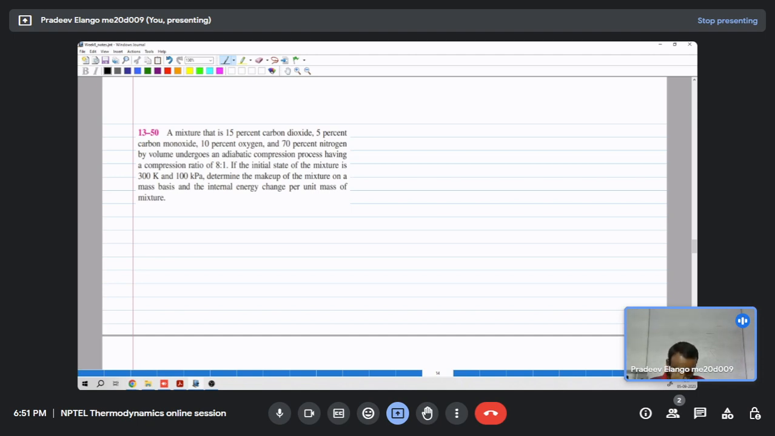So when you compress it adiabatically, we will not know the value of gamma. During adiabatic compression, we know PV to the power gamma is equal to a constant, but here it is the gamma of the mixture, that is Cp of the mixture divided by Cv of the mixture.